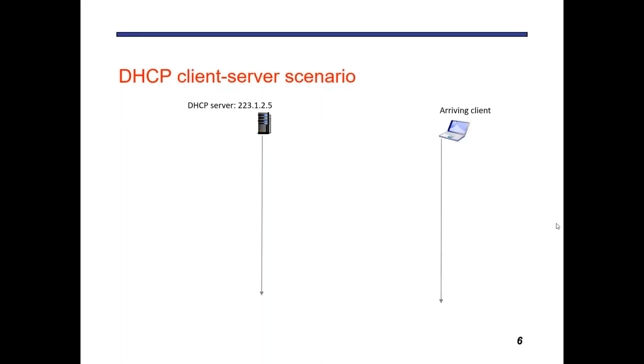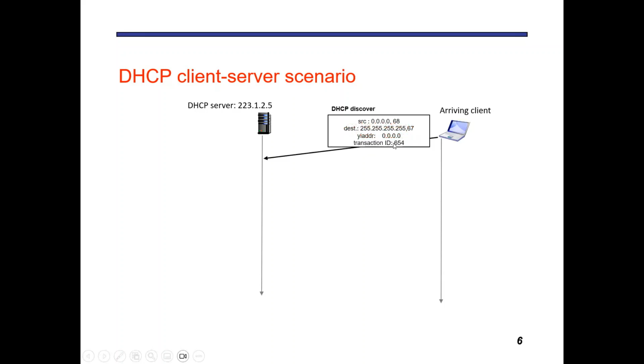So this is a DHCP client-server scenario where you can see that the client is arriving, meaning joining the network. The DHCP server is already there on the network with this IP address. The first message that comes from the client which is joining is a broadcast message, which asks, is there a DHCP server, which means that it's asking to know if there is any DHCP server that exists on the network.